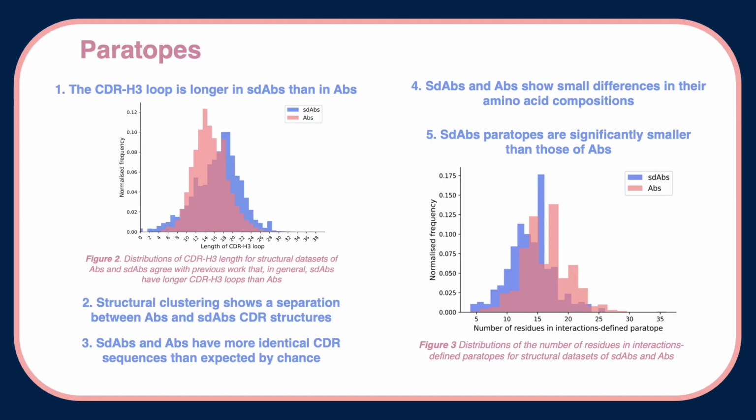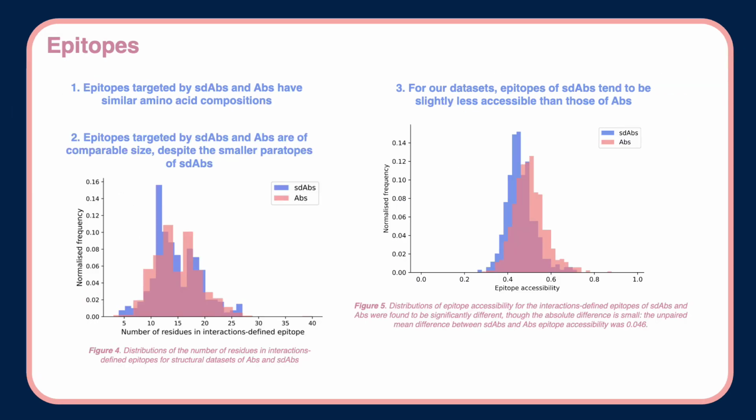When we compare firstly the paratopes of antibodies and single-domain antibodies, we find that, as we might expect, overall they're quite different. For example, in agreement with previous work, the CDRH3 is longer in single-domain antibodies. It's been hypothesized that this allows single-domain antibodies to target more cryptic epitopes that are less accessible to conventional antibodies. We also find that the paratopes of single-domain antibodies have fewer residues on average than those of conventional antibodies.